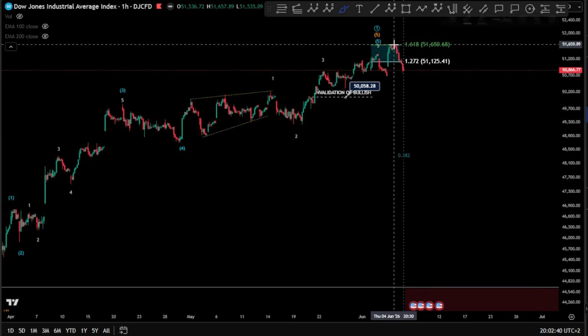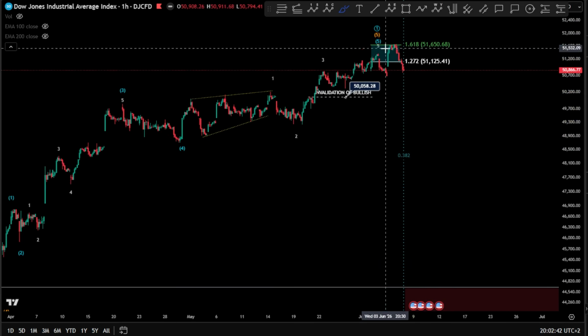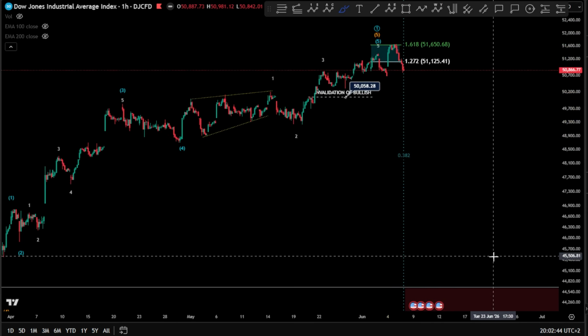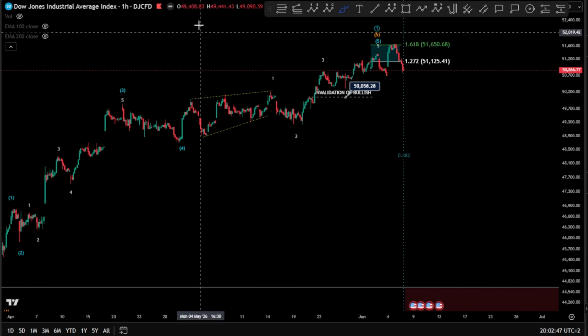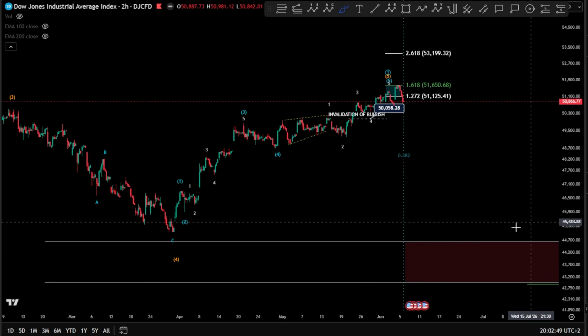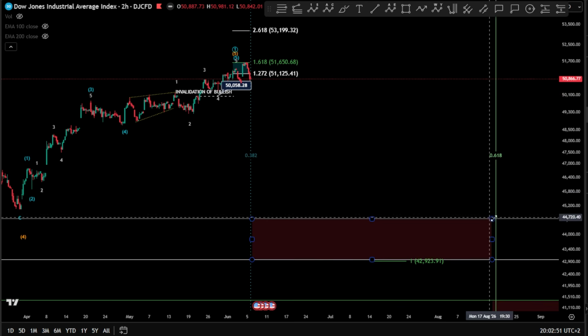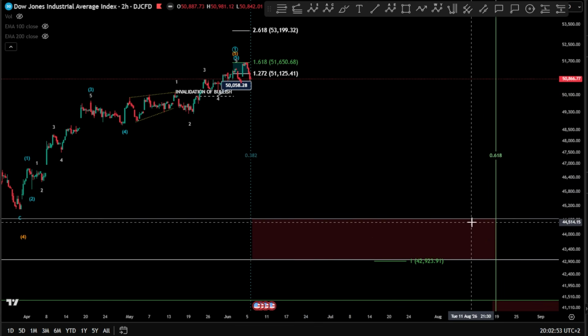And of course we drop down and we're looking very likely for a deep correction that might be unfolding as a wave 2 and can hit at least the 0.38 in our target zone area here within the time as well, 44k 600 for Dow Jones. That was it for the US stock indices.